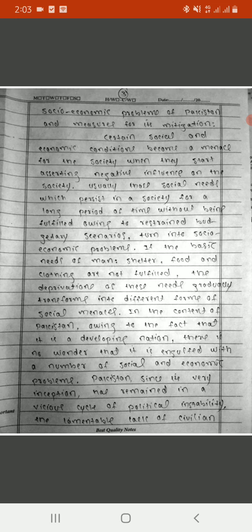Like corruption is a social problem. Because of budgetary allocations, we can say illiteracy is a social problem because of lack of budget. Unemployment is a social problem because of lack of budget. So these problems are interlinked with each other. And then if the basic needs of a man, like what are the basic needs, shelter, food and clothing, are not fulfilled, the deprivation of these needs gradually transforms into different forms of social menaces. In the context of Pakistan, owing to the fact that it is a developing nation, it is no wonder it is engulfed with a number of social and economic problems.